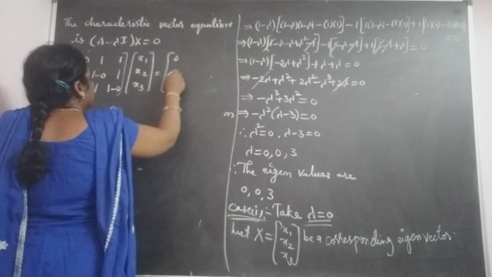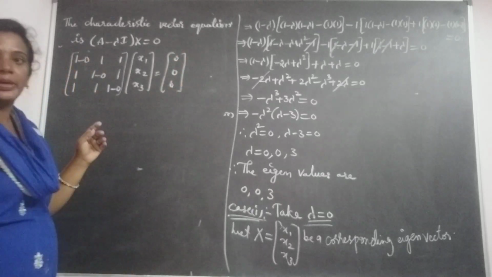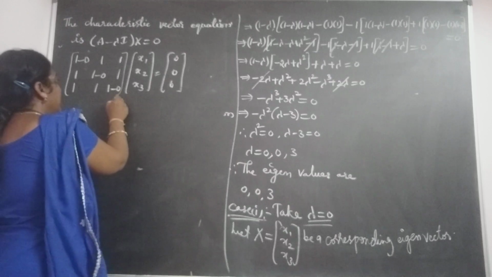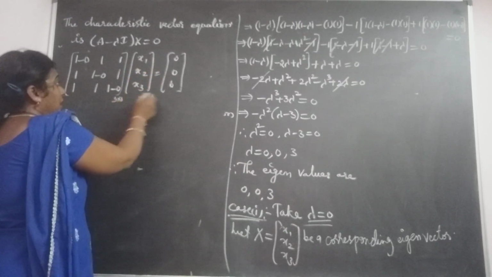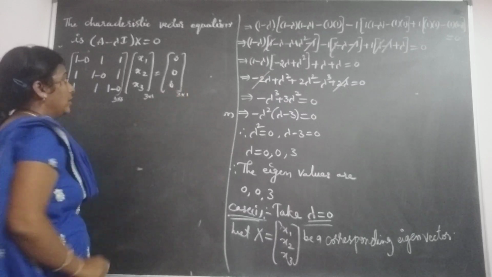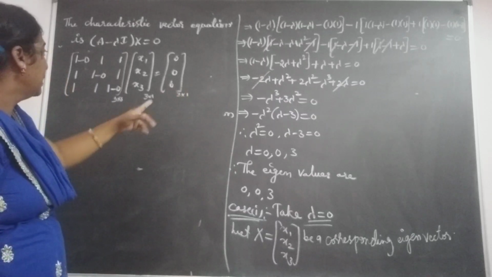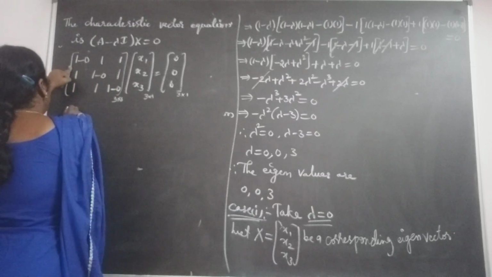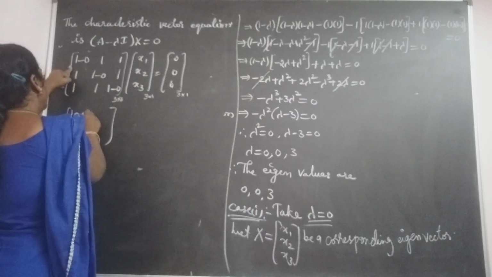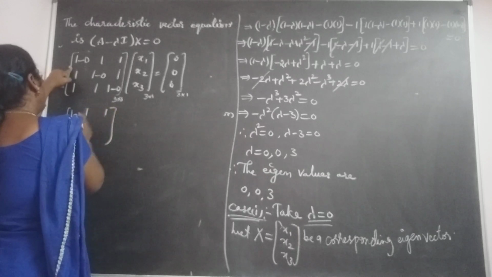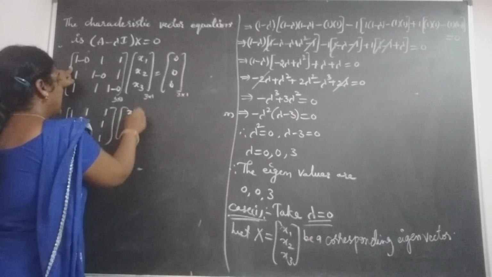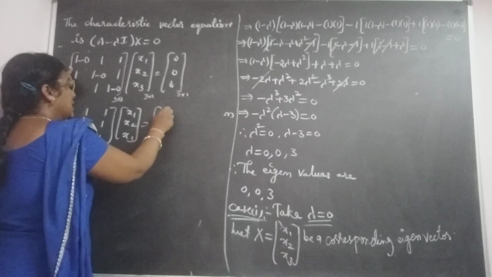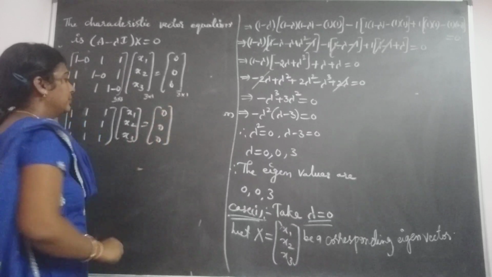The 0 matrix becomes a column matrix, because 3 by 3 into 3 rows, 1 column gives 3 by 1. The matrix is unchanged: 1 1 1, 1 1 1, 1 1 1 into x1, x2, x3 is equal to 0, 0, 0.